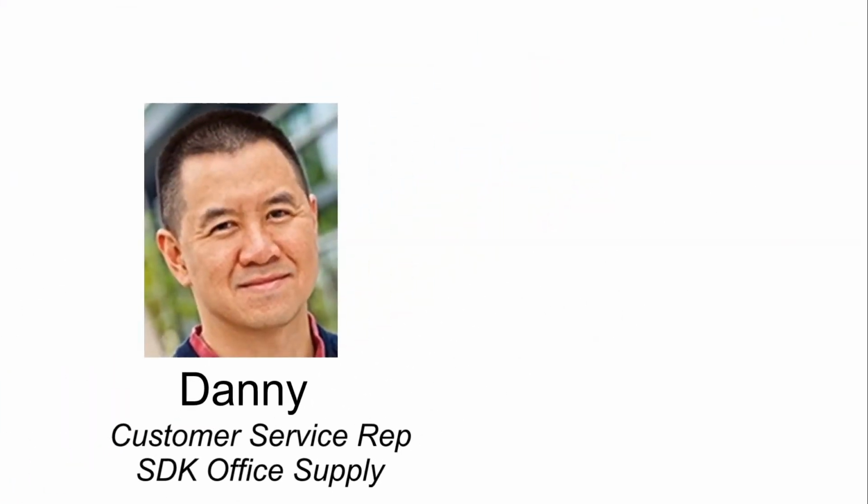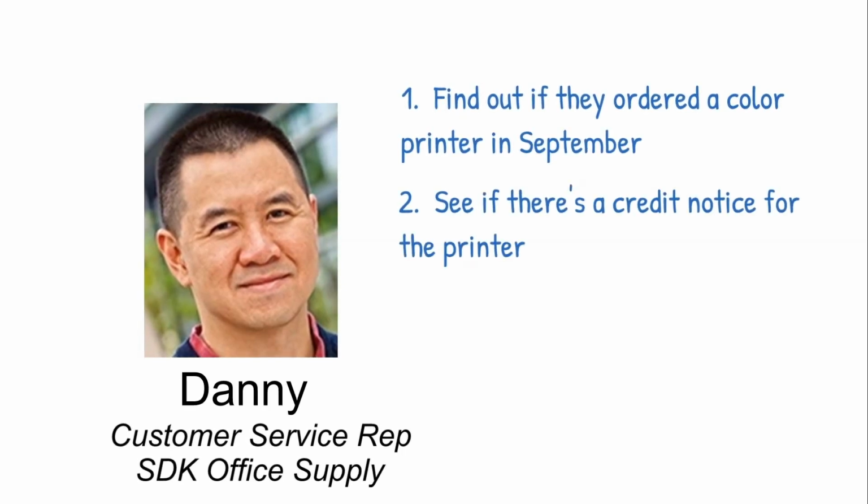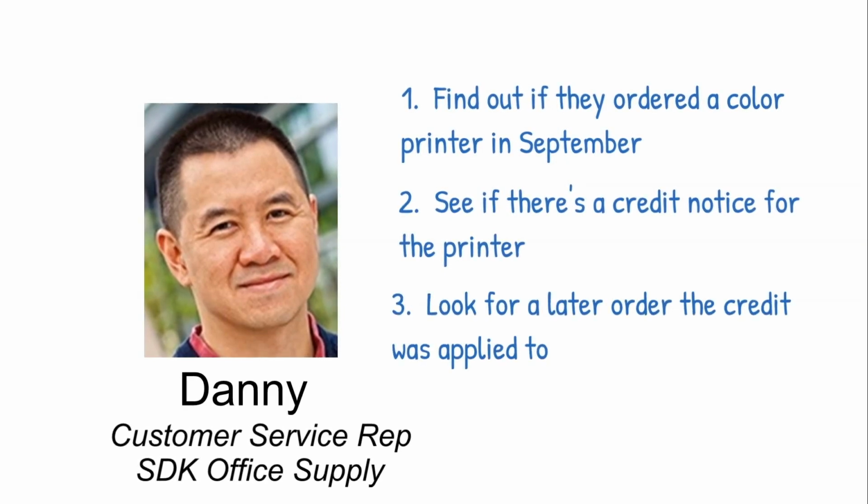Danny needs to investigate three things in order to respond to Molly. First, he needs to check if Blue Sky Consulting ordered a color printer in September. Second, he needs to see if there was a credit notice for the printer after the order date. And third, he needs to look for a later invoice the credit was applied to. I'm going to show you how Danny does these.